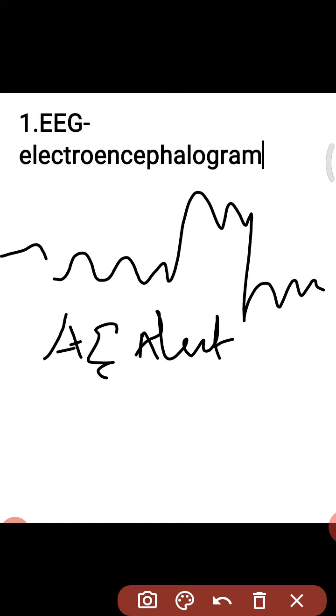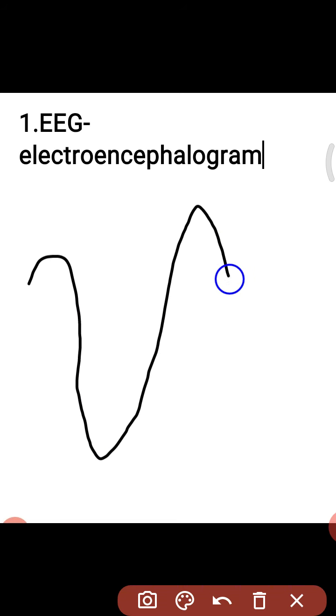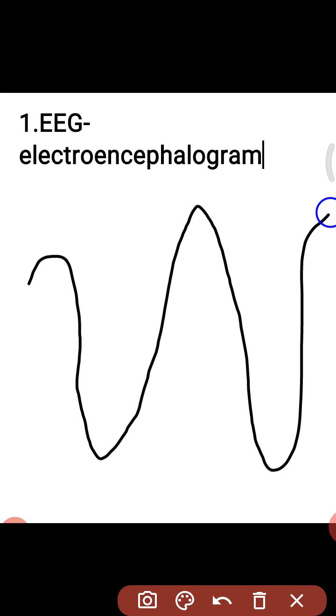Moving on to the second one, the deep sleep electroencephalograph frequency. Breathing up and down, breathe out, your waveform appears like this; breathe in, your waveform again, breathe out, breathe in. So this is the deep sleep EEG frequency response.